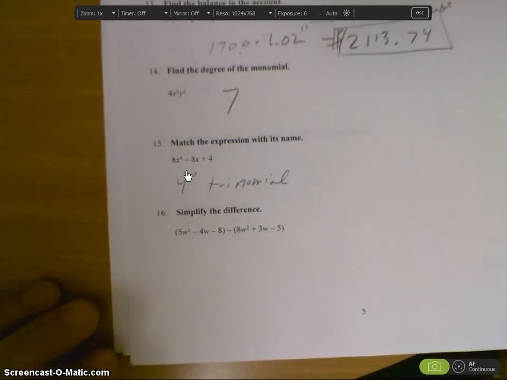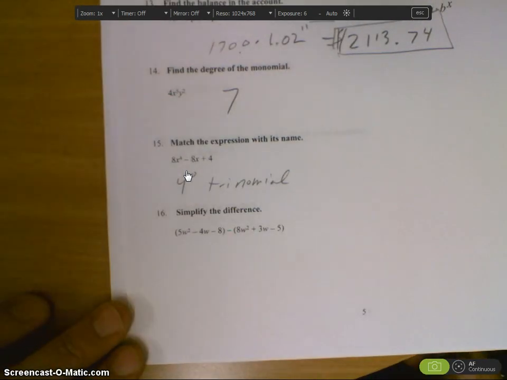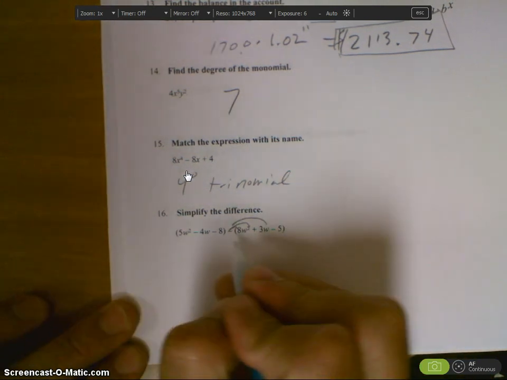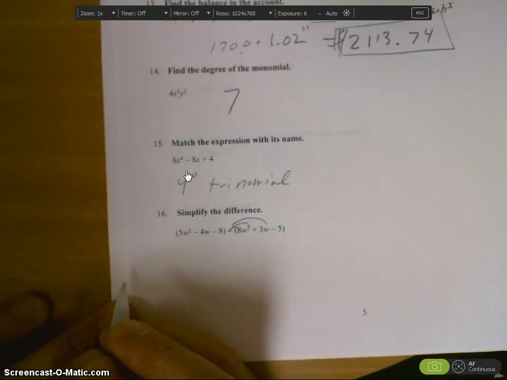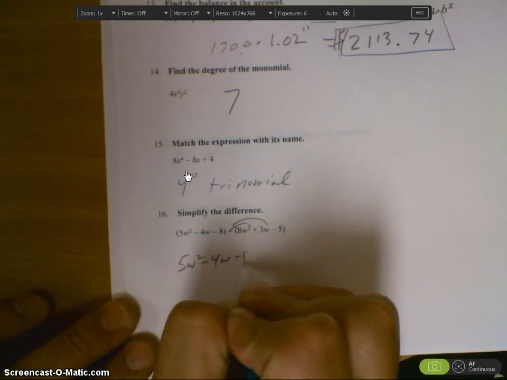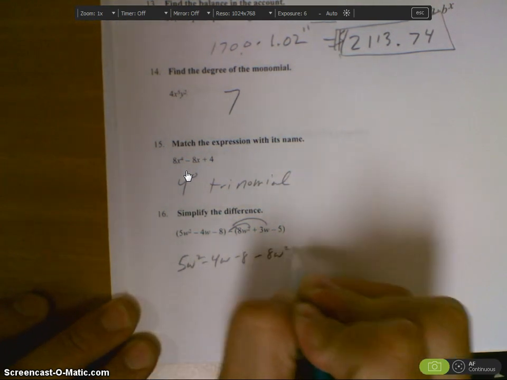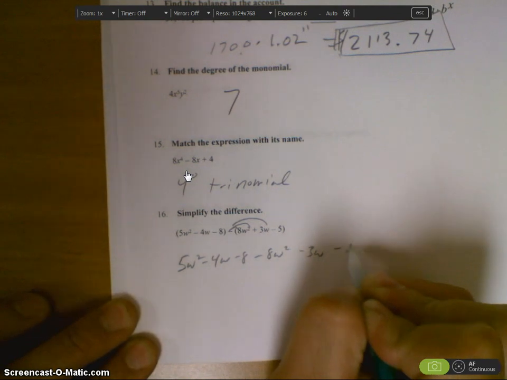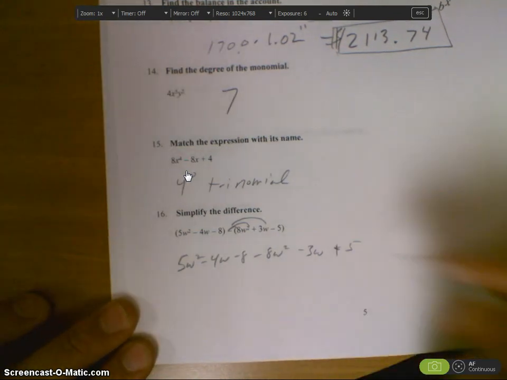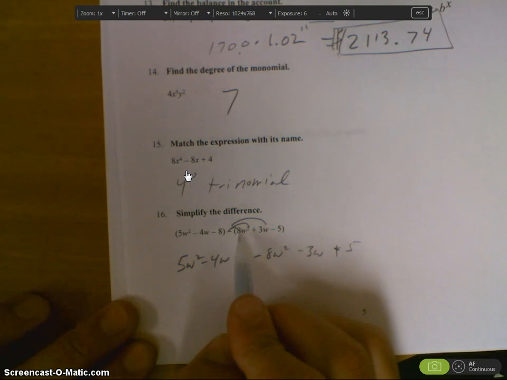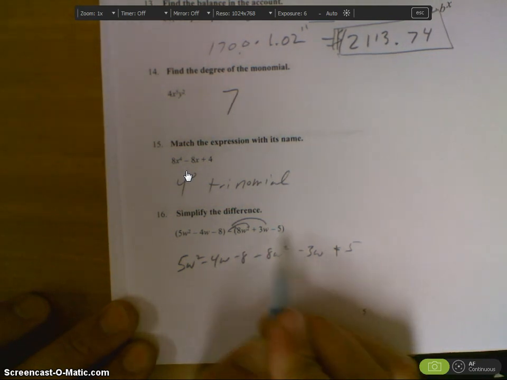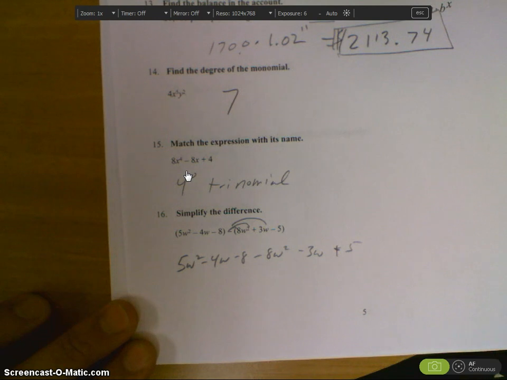The difference, simplify the difference. Remember, the trick to these problems is to distribute the negative to those signs, so change all the signs in the second set of parentheses and then just combine like terms. Oops, this should be plus 5. Make sure I changed it. It was positive 8w squared, now it's negative. It was positive 3w, now it's negative. It was negative 5, now it's positive.